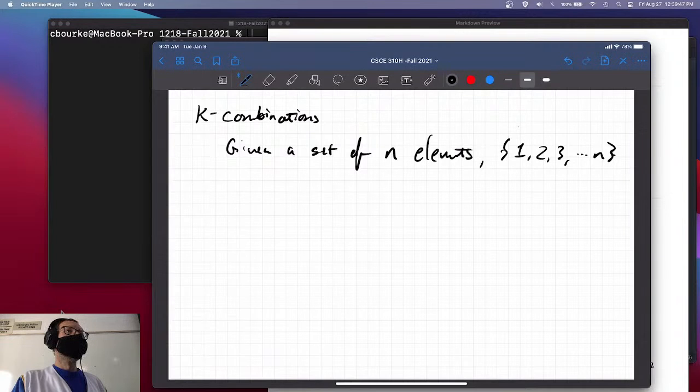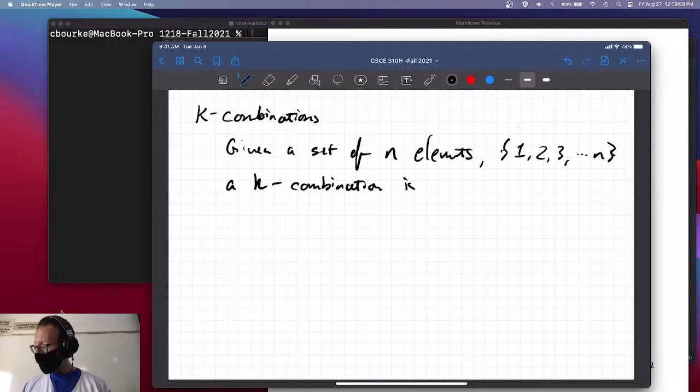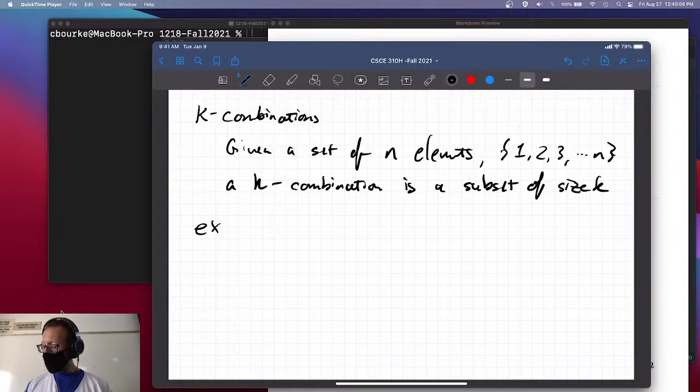So given a set of n elements, a k-combination is a subset of cardinality, or size, k. Okay, how about an example? For this example, I will use a, b, and c. Actually, I'll use a, b, c, and d. What are all the 2-combinations of this?